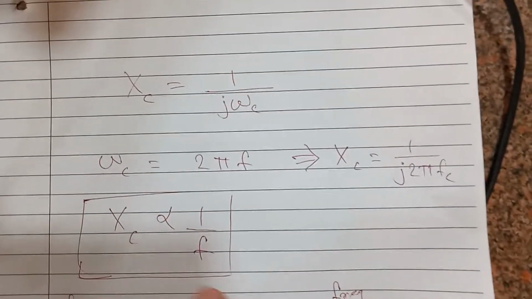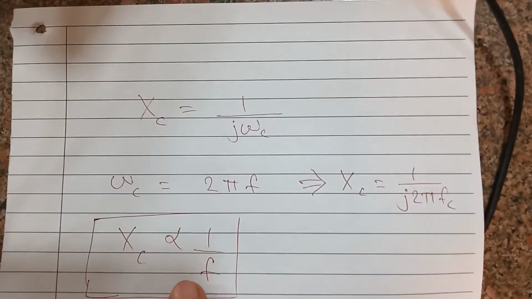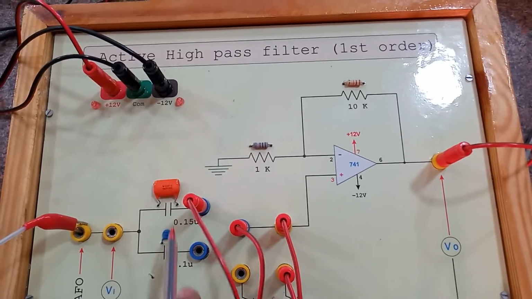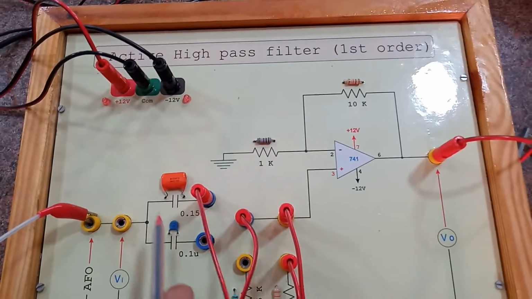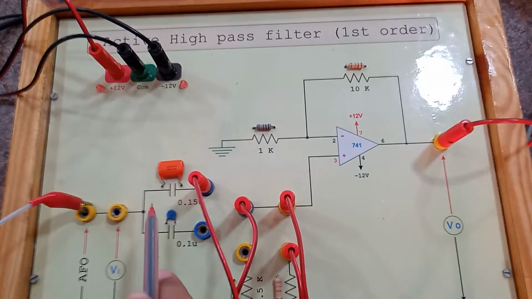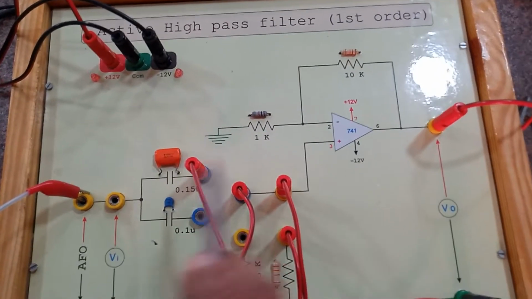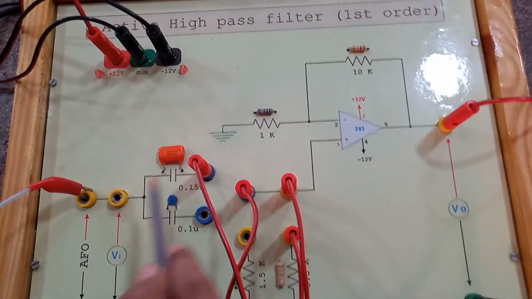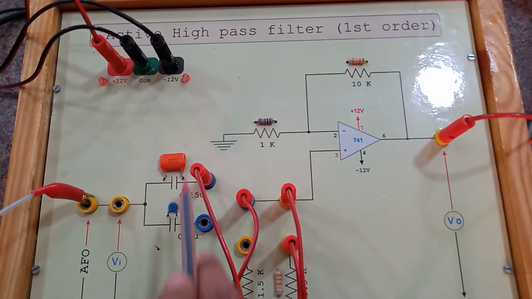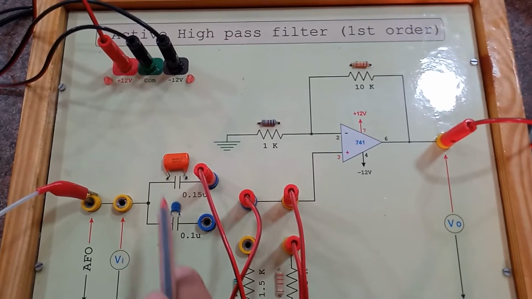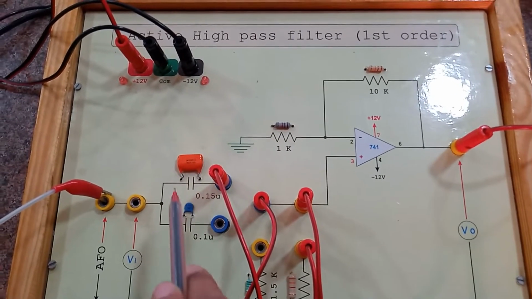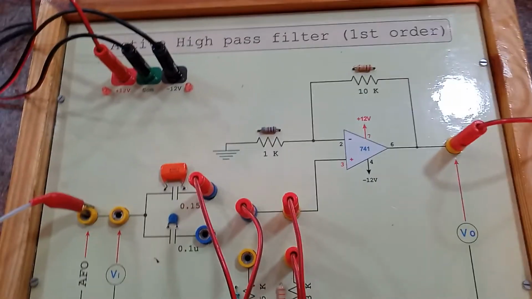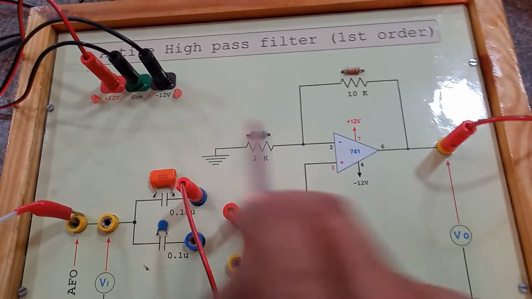The relation of XC versus frequency is going to be the same. XC is inversely proportional to F. So when you have higher frequency, it will offer low reactance, so higher frequency will easily pass. And when you have low frequency, XC will be high, and that voltage will be dissipated in this RC network. So low frequency will not be allowed to pass. High frequency will be allowed to pass.